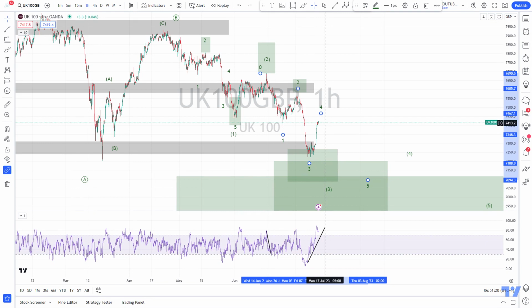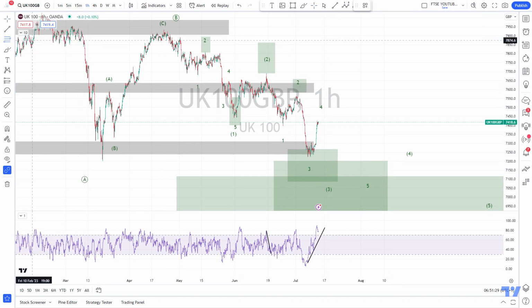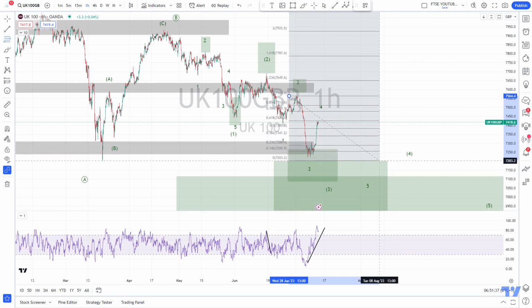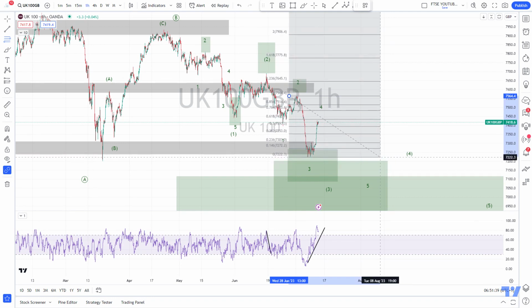And so I think this is a wave 4, but in order for this to be a wave 4, we should actually start to pull back soon. Otherwise it would not be a wave 4 anymore, because as you can see, we are reaching the upper limit of a wave 4.